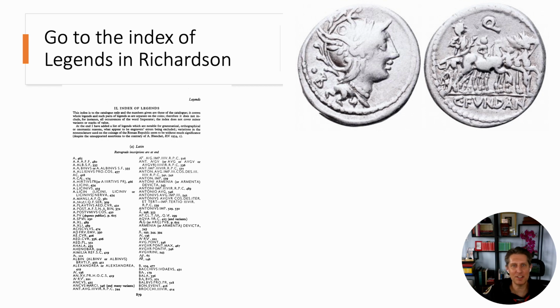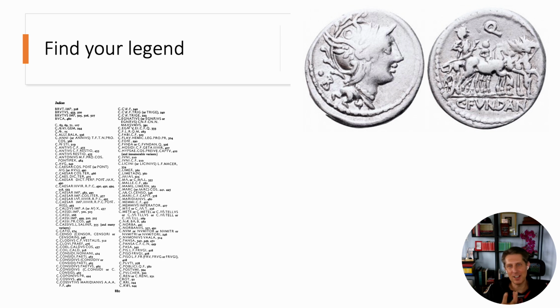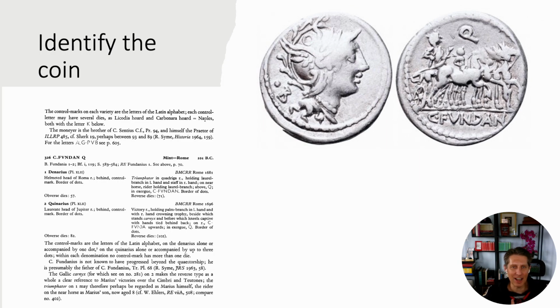So now that you've got the legend, you know what you have, you know it's a quaestorial issue, the process is the same as finding any other Republican coin. You go to the index of legends in Richardson. So you see, we've done this before. You find your legend, which incidentally, you should always find your legend, right? So you see C. Fundan Q. So you see that on the right column, kind of a quarter of the way down. You see 326 is the legend and the identification.